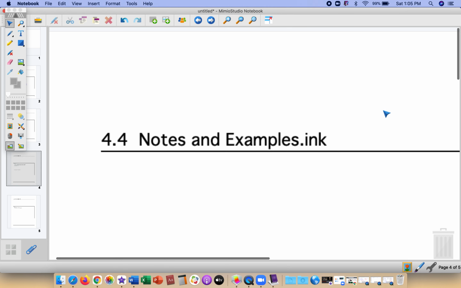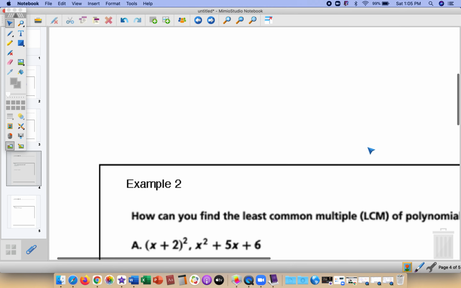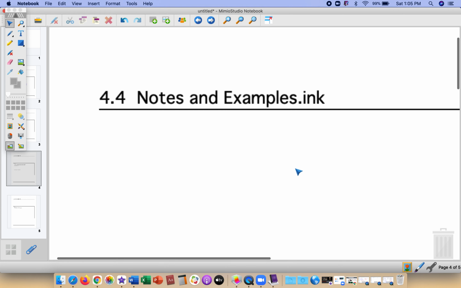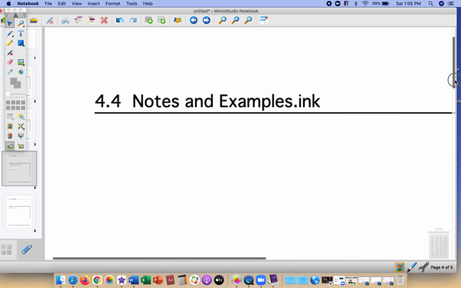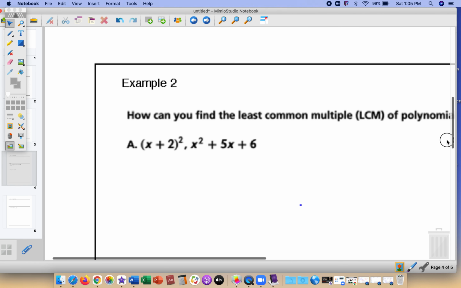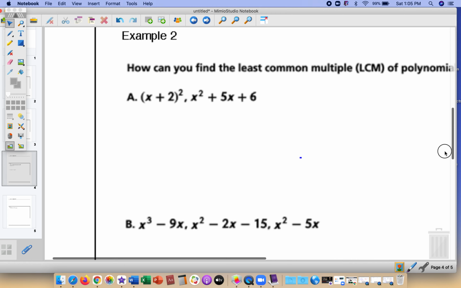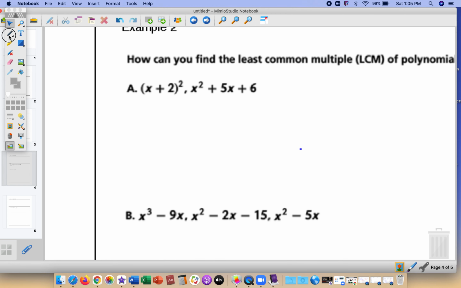So next, in example 2, when it says how can we find the least common multiple of the polynomials, we're going to do the same thing that we were just doing when we were trying to find least common denominator. You say least common multiple when we don't see this in a denominator, but if these expressions were in the denominator, some fraction, we would say find the LCD, least common denominator. So you're doing the same thing.